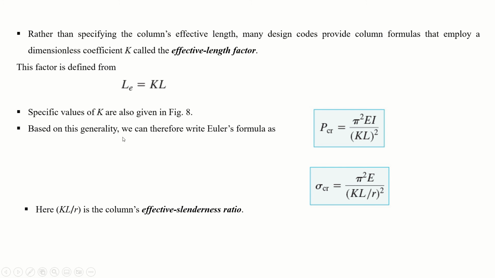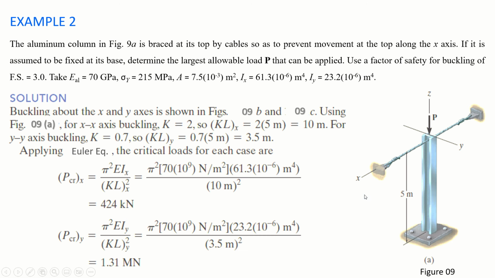Based on this generality, we can therefore write Euler's formula as P critical is equal to pi square EI divided by KL square, now we are using KL square instead of L square, right? And you know what K is. It is simply a constant. And also we can write it in terms of stress and the slenderness ratio.